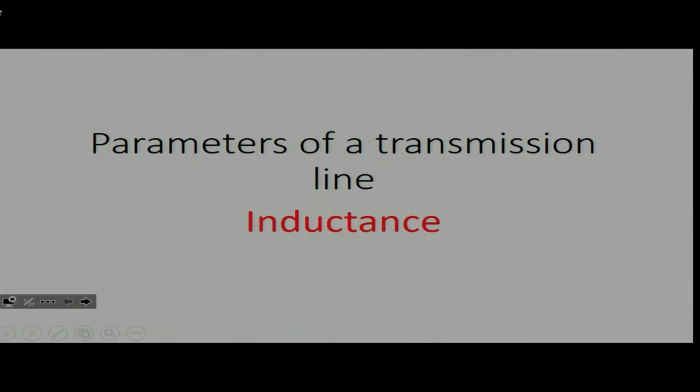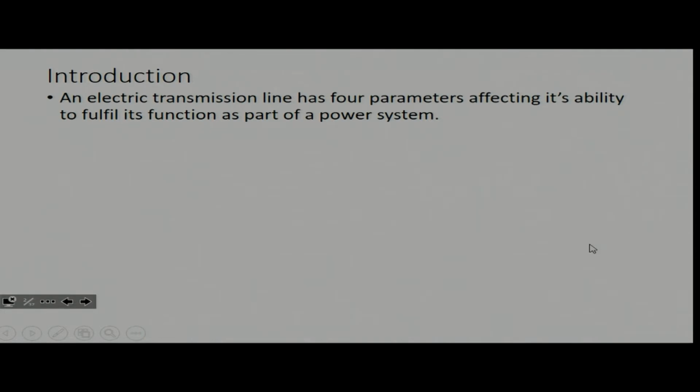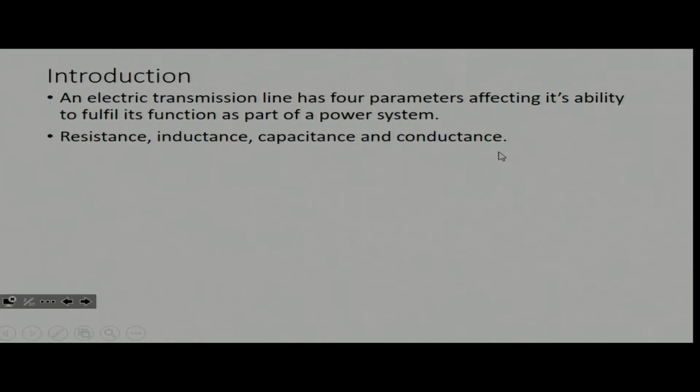Tonight's topic is parameters of a transmission line, and we'll start off with inductance. An electric transmission line has 4 parameters affecting its ability to fulfill its function as part of the power system. They are resistance, inductance, capacitance, and conductance.